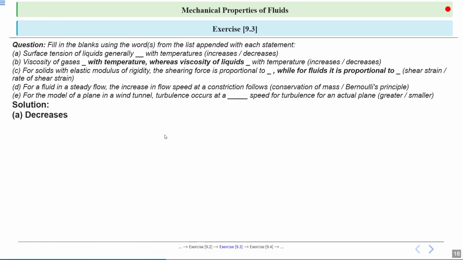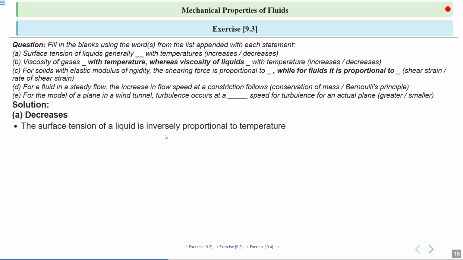A. Answer is decreases. Surface tension of liquids generally decreases as temperature increases. This means that as you heat up a liquid, the molecules move faster and the attractive forces at the surface become weaker. So the surface tension drops. For example, warm water has less surface tension than cold water.